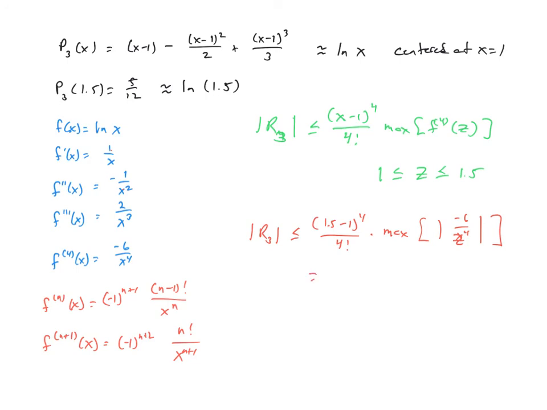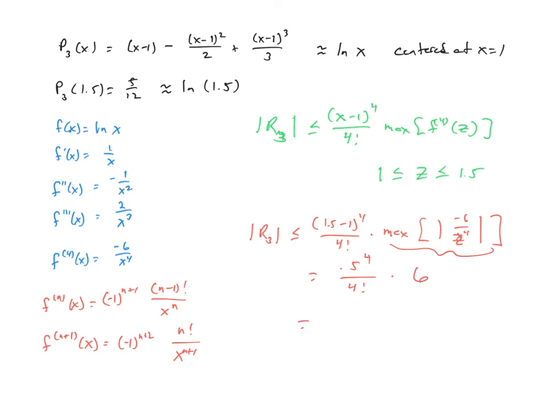So that's going to end up equaling 0.5 to the fourth power over 4 factorial times, well, now we have to take a look. What is going to be the maximum? What value between 1 and 1.5, and we could use the endpoints as well, is going to make this the largest possible thing that it could be? And the answer on that is going to be when z is 1, because all other z values are bigger than 1. If I put a number bigger than 1 here, it's going to make this fraction smaller. So the maximum that I could have here is going to be 6.